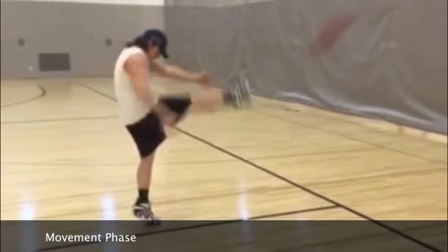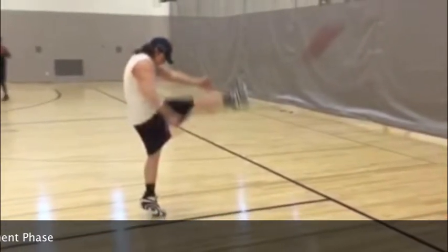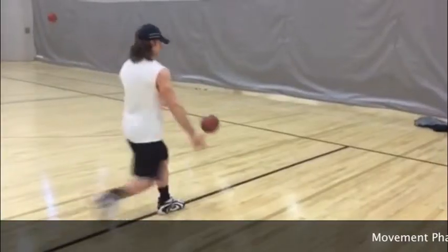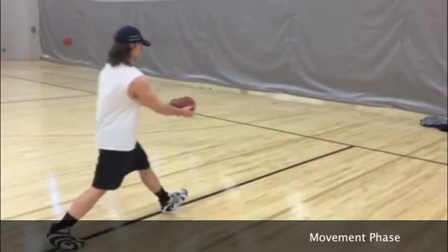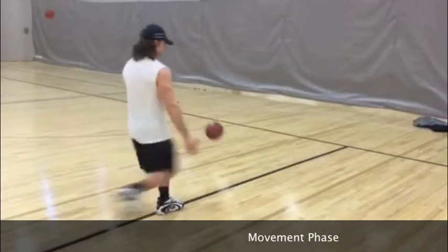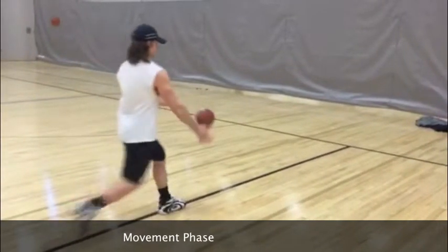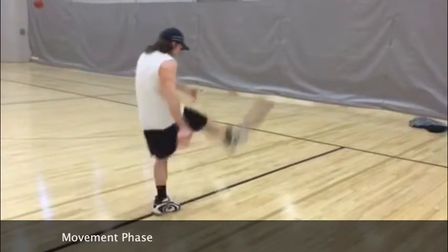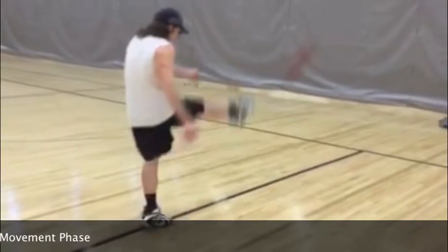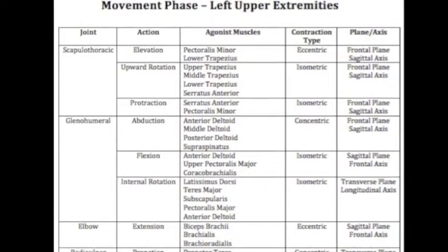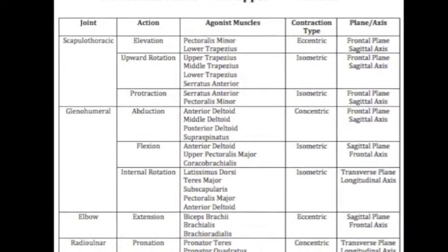There's concentric wrist extension using the extensor carpi radialis longus and brevis, extensor carpi ulnaris, extensor digitorum, extensor indicis, extensor digiti minimi, and extensor pollicis longus and brevis. There's concentric finger extension using the extensor digitorum, extensor indicis, extensor digiti minimi, and extensor pollicis longus and brevis.